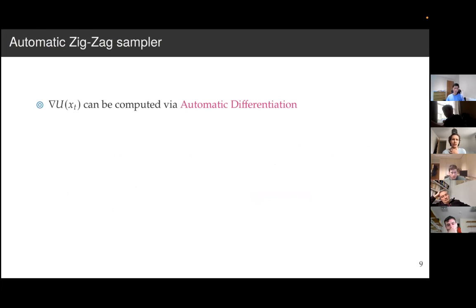So how do we solve these two issues? The first one, computing the gradient, well, we can use automatic differentiation, which is very, very good because it doesn't introduce any numeric error. And we have a sort of black box that, given any potential at a certain point, gives out the gradient.